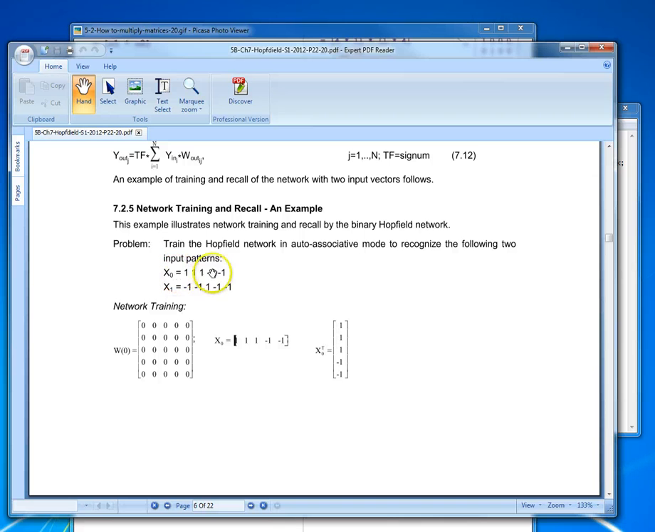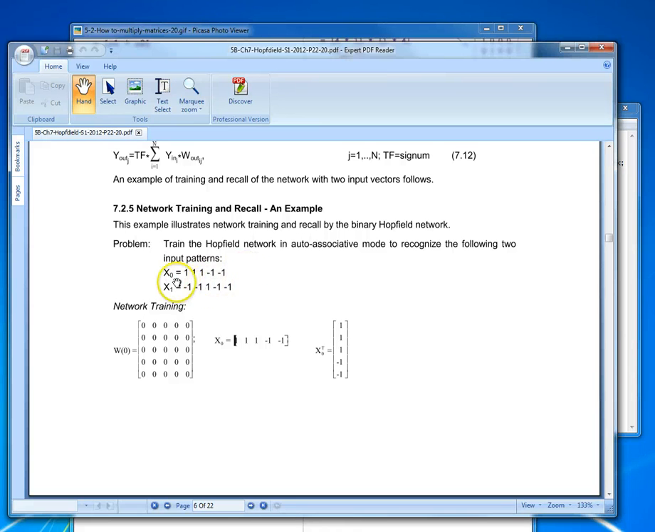We want to train two patterns. They're just 5 bits long. Train the Hopfield network in auto-associative mode to recognize the following two input patterns. Auto-associative means, for example in image recognition, the image input is the same thing as the output, and if the input is the same thing as the output, this is called auto-associative mode, in which case you need only one vector. So you don't need the input and output pairs. The image file is input data, and there is no corresponding output data file.